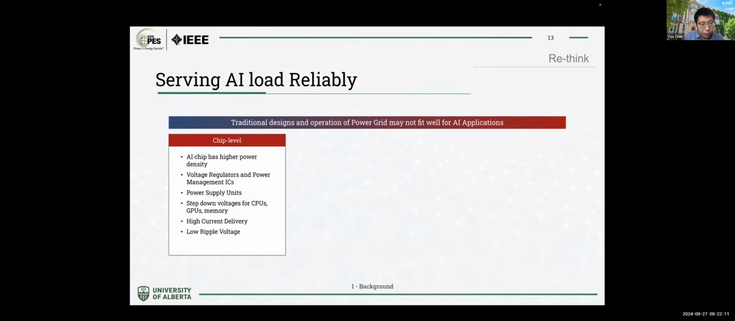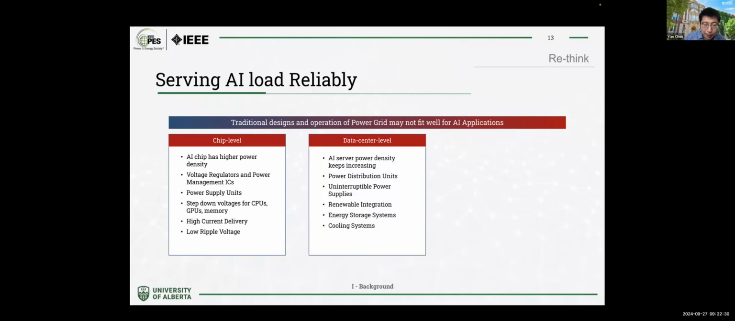So the general lesson or the key message we want to deliver from this seminar is that our traditional designs and operation of the power grid may not be well fitted for AI applications. Although right now, most of the power analysis or electricity analysis is based on the chip level, maybe more related to power electronics or chip design, we want to have a higher power density, better voltage regulators, and also good power supply units.